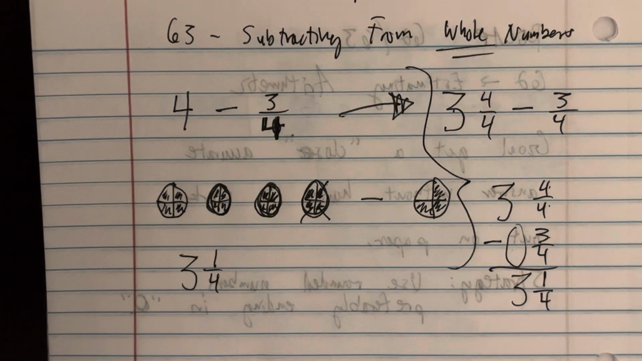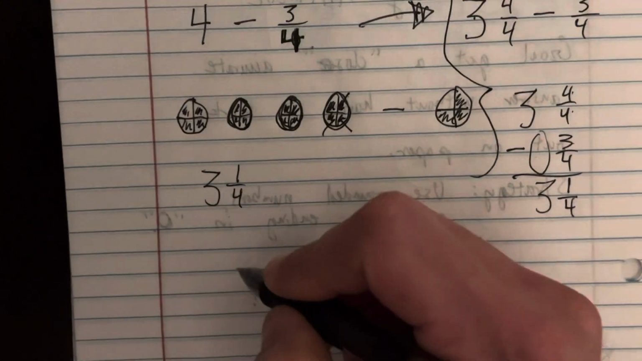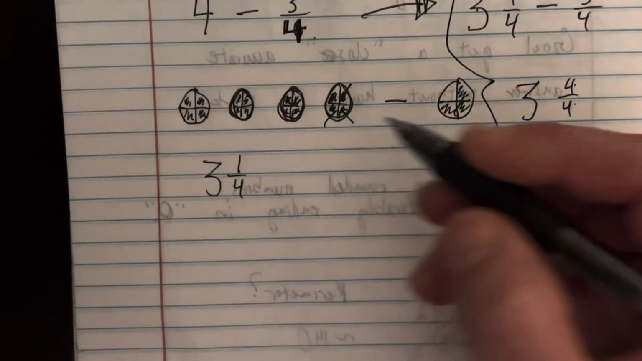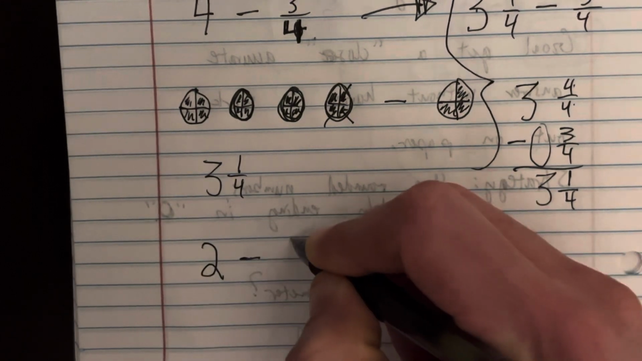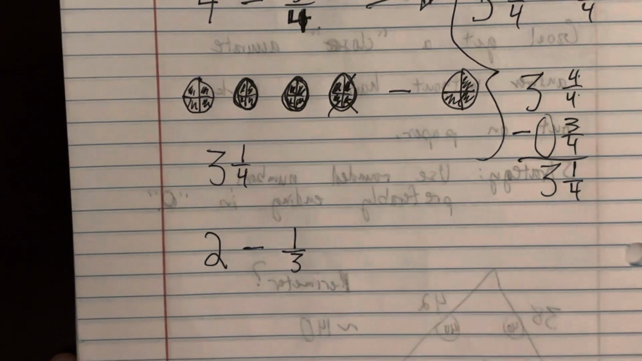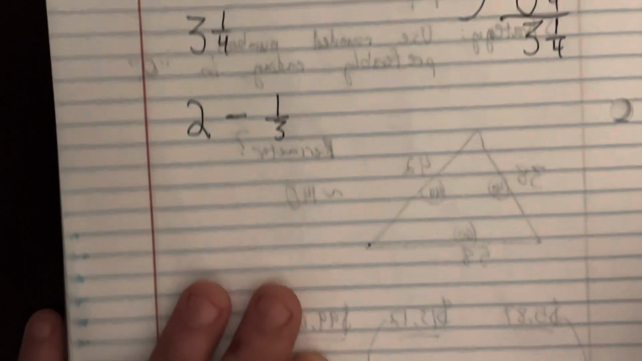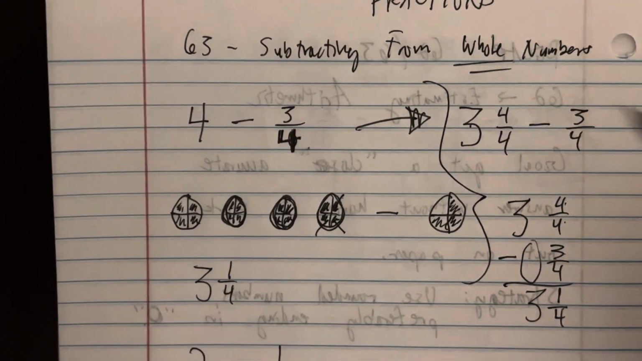Let me give you one of these. I want you to write down the problem, pause the video, try it, and then we'll see what you get. So let's say I want you to do 2 minus 1/3. So like I said, pause the video and give it a try. Okay, so did you try it with the pictures or did you try it with the borrowing method where we rewrite the whole number as a mixed number?